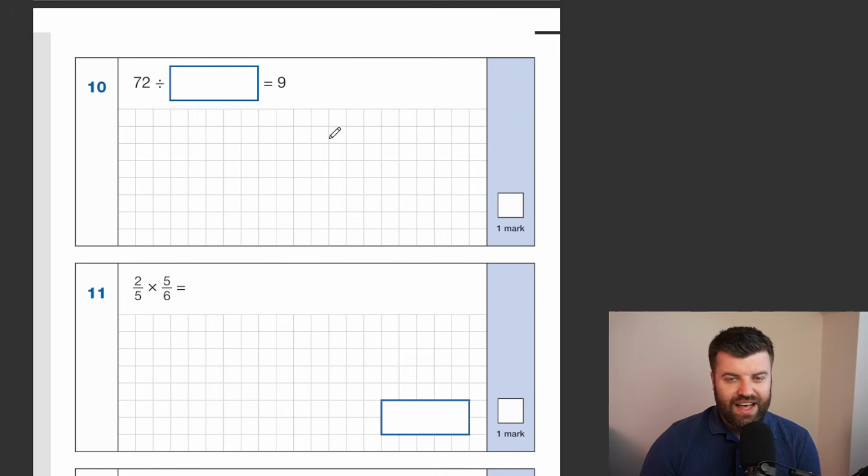Question 10, another multiplication question, but hidden inside of what looks like inverse with division. Basically, if you know your times table facts, this is something you can answer really quickly. What do we divide 72 by to make 9?